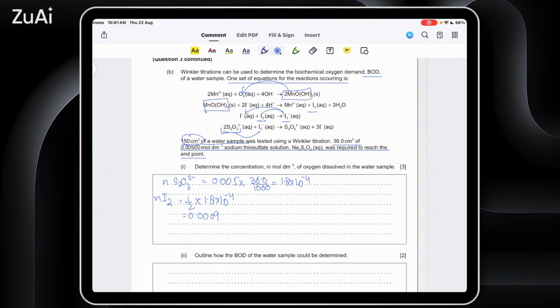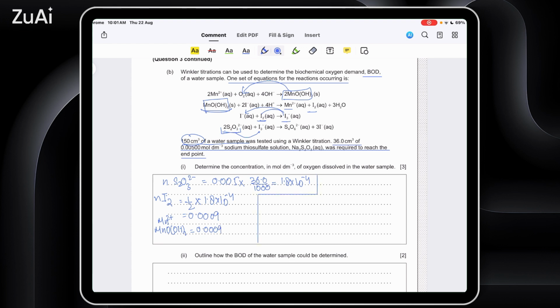Now from I2 we will get the manganese moles, Mn2+, and from Mn2+ we will get these moles, they are the same. So from I2, the manganese moles and eventually the MnOOH moles are the same, which is 0.0009.